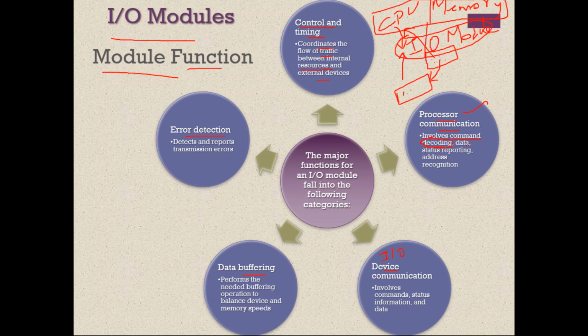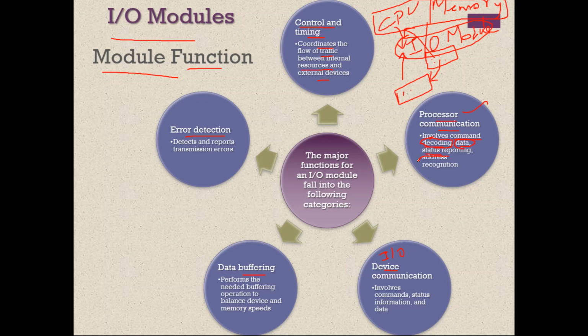Then data status. See, it is not that all operations will be successful. Some operations may be successful, some may not be. So the CPU gives a command, read the data from so and so IO device. The IO module will read from that IO device. After reading, what is the status? Whether the read is successful or not, or whether any error happened? That is called status reporting.